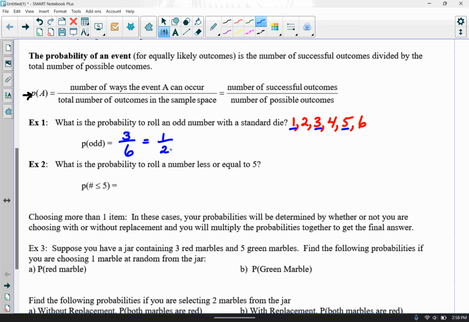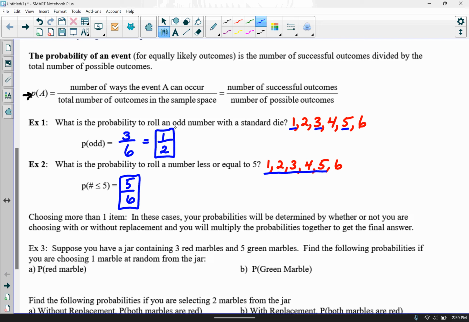All right, let's do one more, and then I'll talk to you about your calculator. Down below in example 2, it wants to know what's the probability to roll a number less than or equal to 5. So again, our sample space, 1 through 6, when we roll a die. I want to know this time, what's the probability that I get a number less than or equal to 5? Looking at my sample space, all of these numbers that I'm underlining are numbers that are less than or equal to 5. So that's how many numbers? 5 out of 6. That cannot be reduced. So that 5 out of 6 is my final answer. Come back up here. That 1 out of 2 is my final answer.